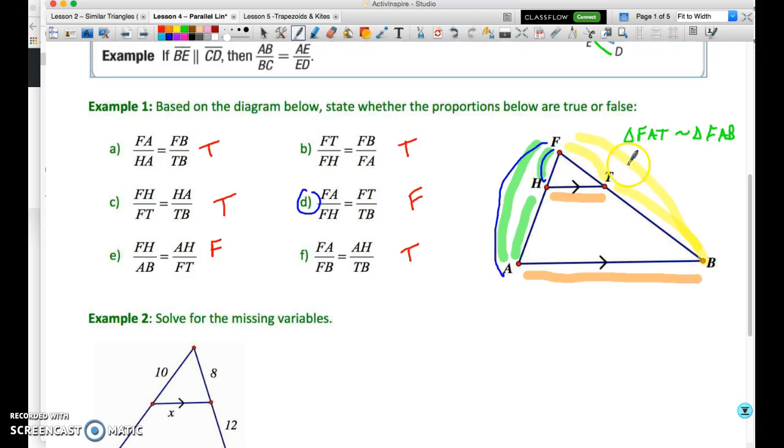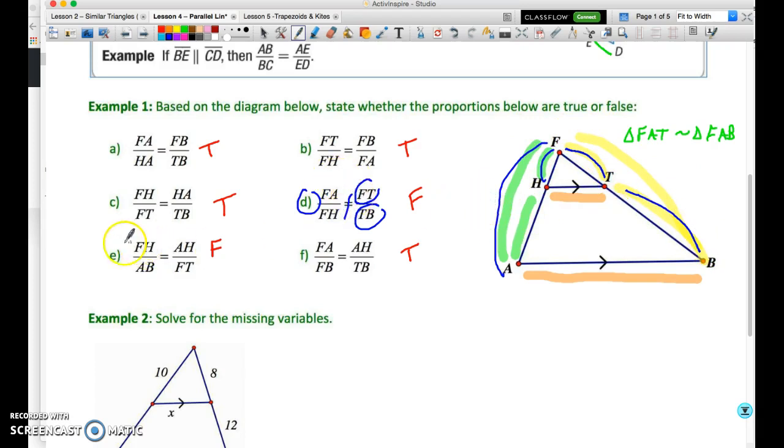And so what we should be able to do is establish a ratio using two of the yellow sides in this particular case, or the two orange sides. And so what we've got instead is FT, which is a good start, but the problem then is when we have TB, what you can see is that is not a corresponding side. That does not correspond to FA. It should have been FB, and so that one is in fact not true.